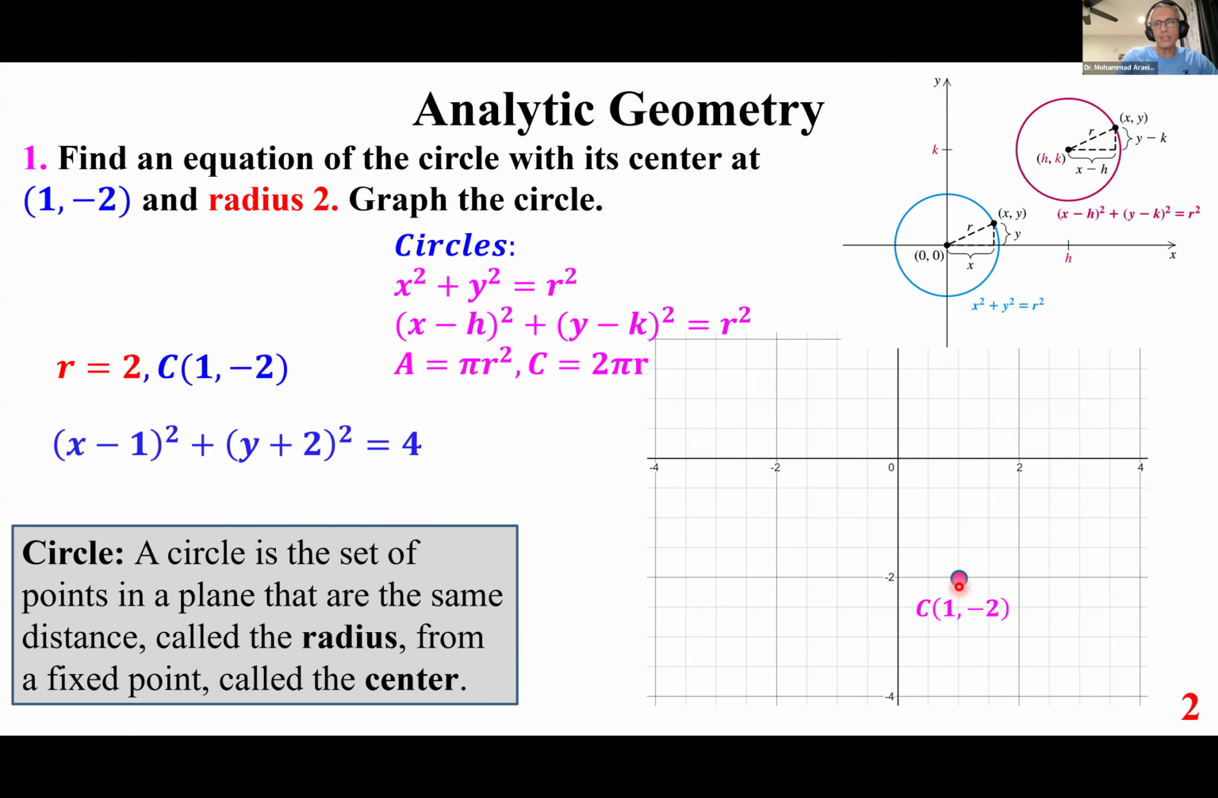Now, from the center, we are going to go r units, in this case 2 units, to the left, to the right, and then above and below the center, because we want to make sure we have a decent graph. So r specifically for this is 2 units to the left and right. If I want to go to the right, 1 plus 2 is 3, -2. If I want to go to the left, 1 minus 2, -1, -2. So those are the two pairs.